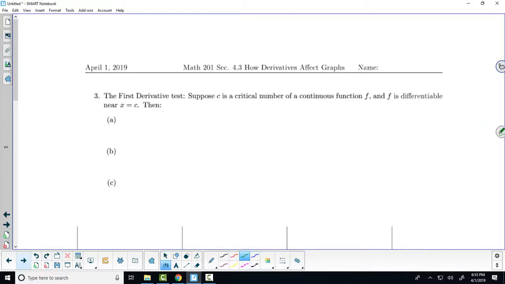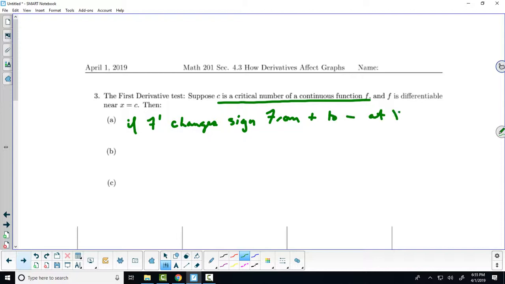All right, so we've got the first derivative test. Suppose c is a critical number of a continuous function f, and f is differentiable near x equals c. Then what? Well, if f prime changes sign from positive to negative at x equals c, then f has a local max at x equals c.